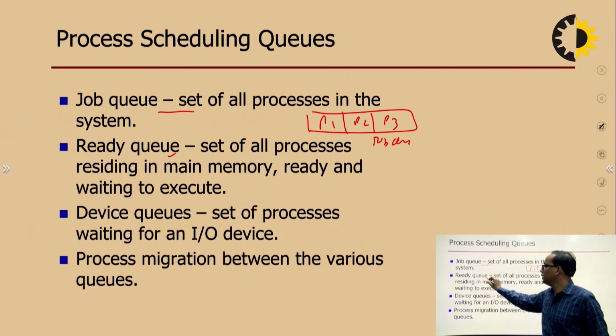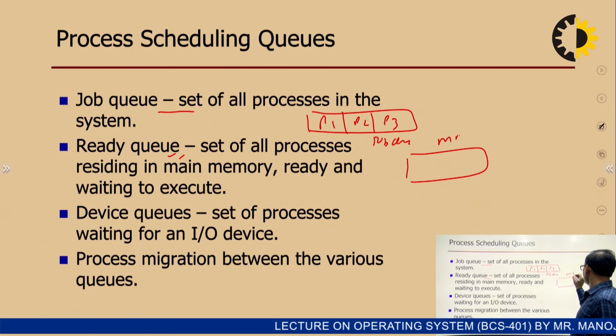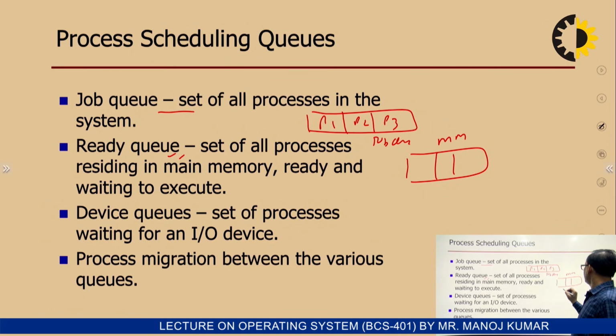Next one is the ready queue. Once the program is loaded from secondary storage to the main memory, this ready queue corresponds to the main memory.